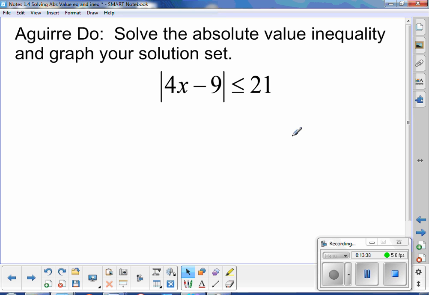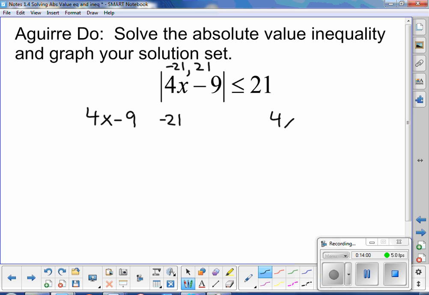So this one says that your distance from 0 is smaller than 21. So that's going to be everything on the inside. So I already know that it's an "and." But let's assume that you don't know that. We're going to do this the same way. There's nothing on the outside, so it's going to be a negative 21 and positive 21. So we're going to have 4x minus 9 and a negative 21, and 4x minus 9 and a positive 21.